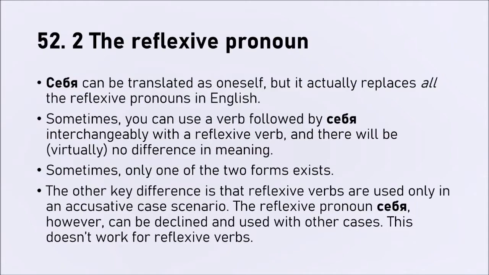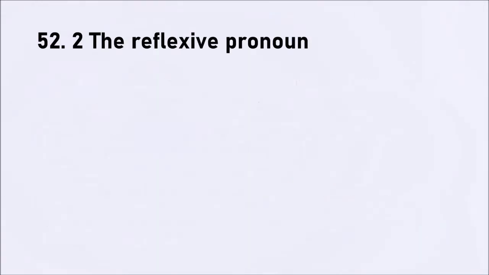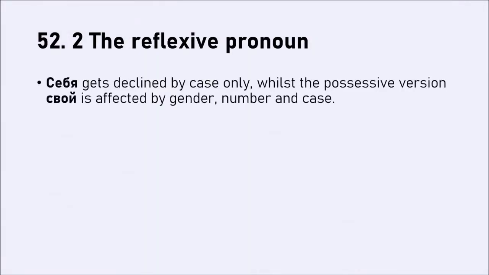As we just saw with to say, you are saying something to someone. Someone is an indirect object. Therefore, you cannot use a reflexive verb because reflexive verbs only work with the accusative case, i.e. a direct object. So as I said, себя does get declined by case and by case only. However, the possessive version, свой, is affected by gender, number, and case, so all three. We'll come on to this in just a second.